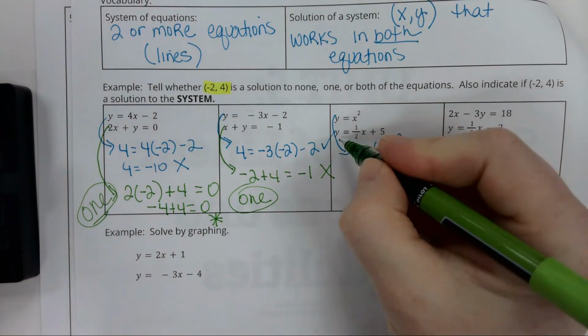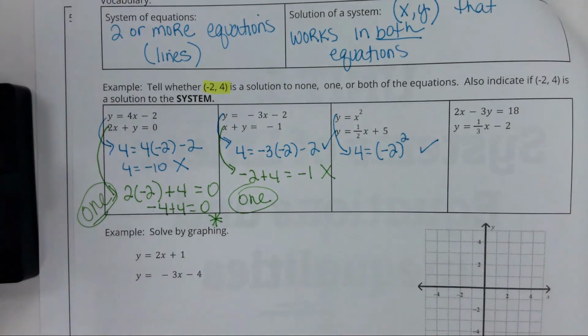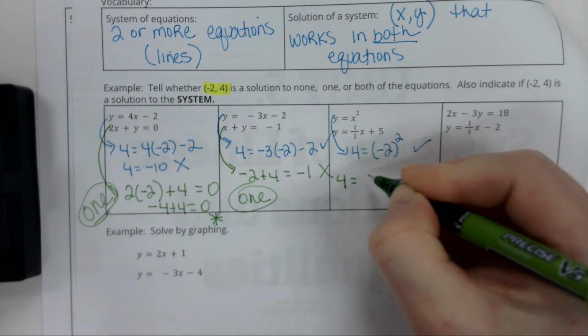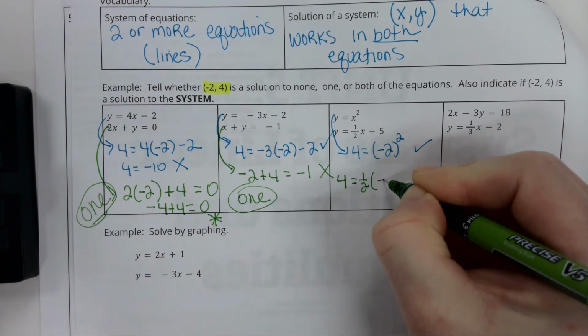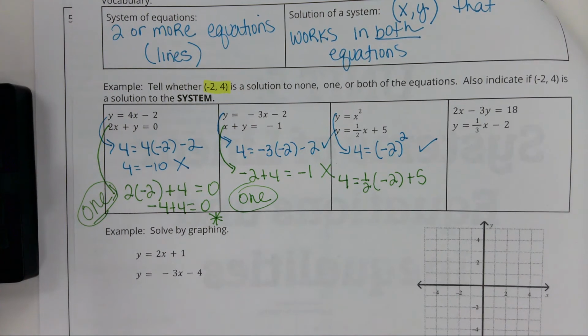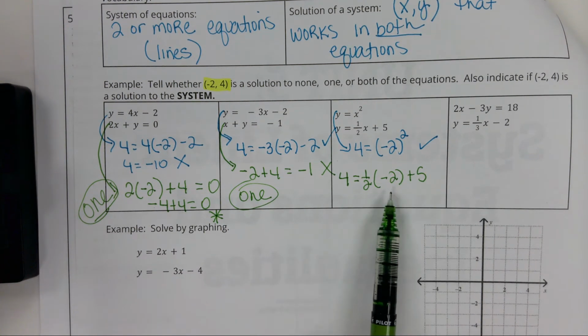y equals 1/2 x plus 5. So does 4 equal 1/2 times negative 2 plus 5? Okay, somebody do it for me. What's 1/2 times negative 2?